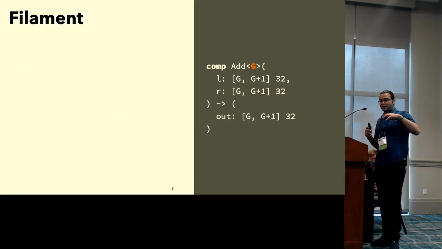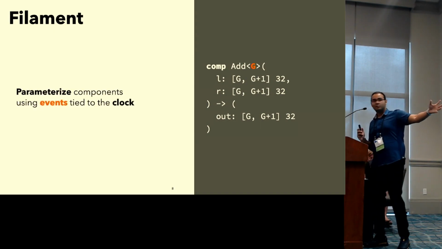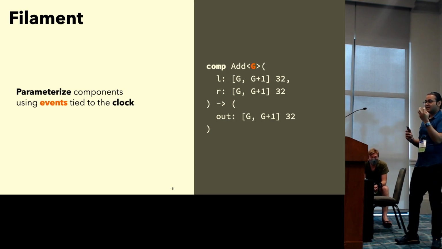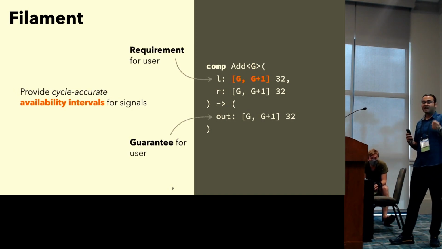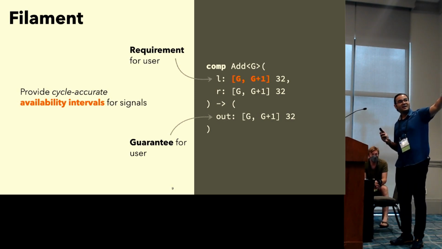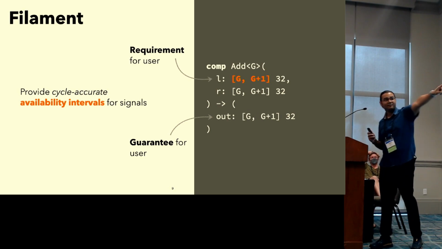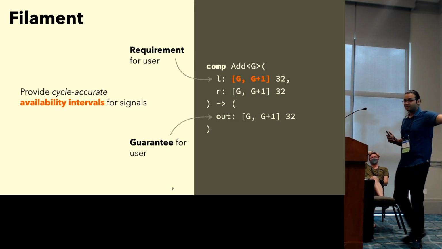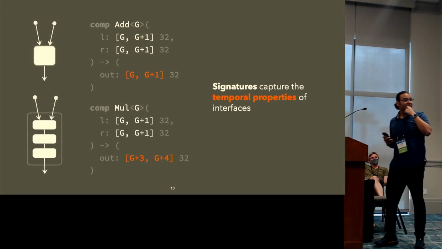So a couple of straightforward features in Filament. The first thing in Filament is that you take all of your modules and you parameterize them with a set of events. So we're saying here that add has an event G. And using these events, we can specify requirements and guarantees for the availability intervals of all of its inputs. So here we're saying the input left is required in the first cycle, which is represented by the half-open interval G to G plus 1. And the output is also available in that same cycle. This is what makes adders combinational. Don't worry if you don't know exactly what that means.